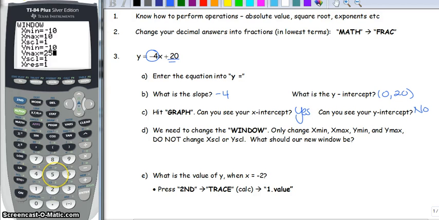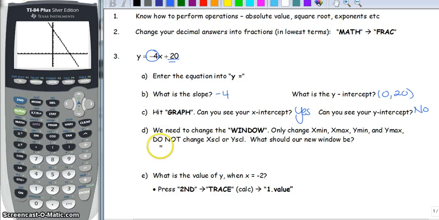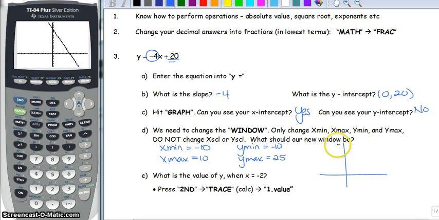So I'm going to go to 25, and we hit graph again. And now we can see the whole thing. So in this case, we had our x min stay at negative 10, our x max at a positive 10. We have our y min still at the negative 10, and we changed our y max to 25. We sketched that graph.